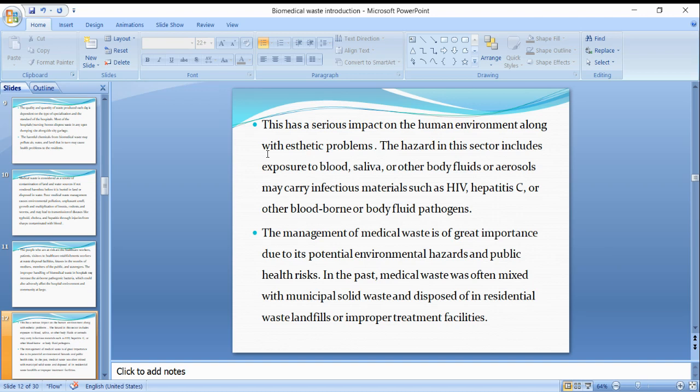In the past, medical waste was often mixed with the municipal waste. So before this, they mixed the medical waste with the municipal waste and disposed of it in residential waste landfills. So improper treatment was done. Some people used the mixing of waste with the municipal waste. Those should not be mixed; they should be kept different.